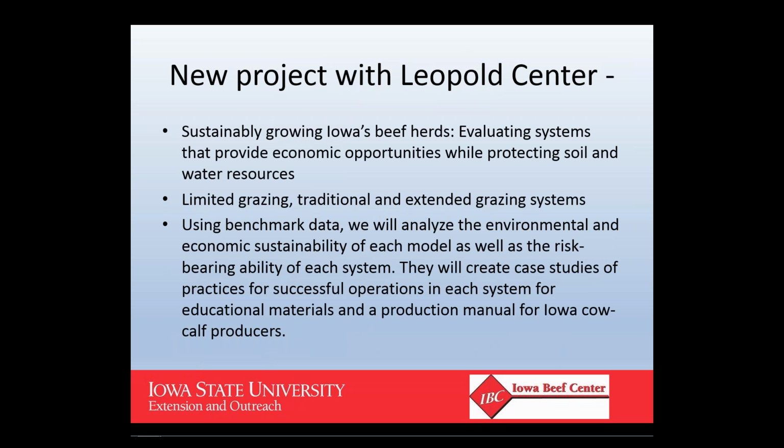It's called Sustainably Growing Beef Herds, evaluating systems that provide economic opportunities for protecting soil and water. And they're going to look at the limited grazing, the traditional, and the extended grazing. We're going to collect a lot of information over the period of 3 years. So we hope at the end of this that we can come up with a production manual for cow-calf producers that want to look at all 3 of these strategies.